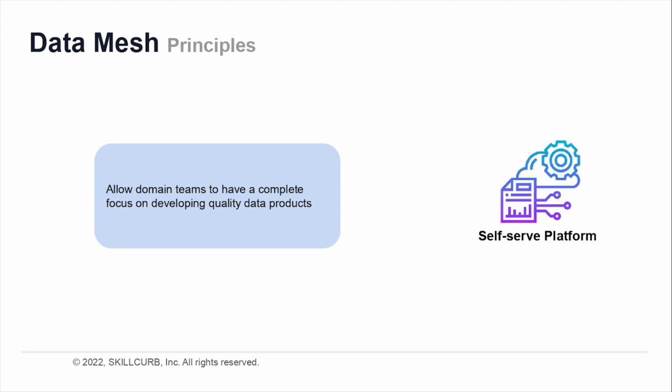Data teams need a platform to build domain-specific data products and serve those data products across business units in a self-sufficient way. However, to allow domain teams, such as engineers, domain experts, and owners, to have a complete focus on developing quality data products, it is essential to abstract the infrastructure to facilitate self-service.